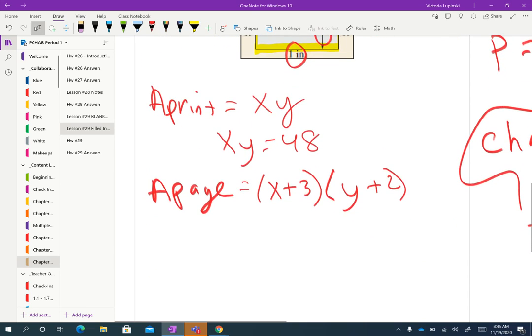Unfortunately, we cannot have two different equations. That doesn't help me. I need just one equation. So how do I do that? Well, I'm going to take one of the equations, preferably the easier one, and I'm going to resolve it for either X equals or Y equals.